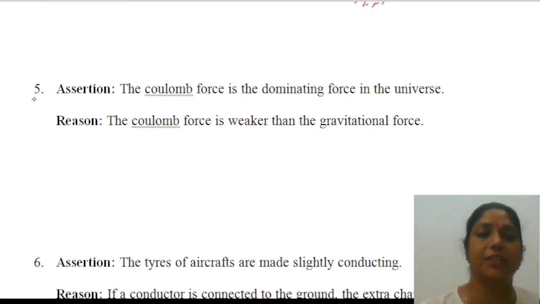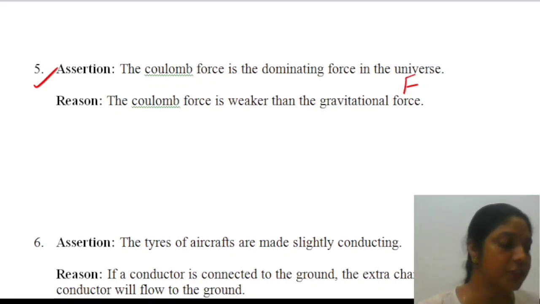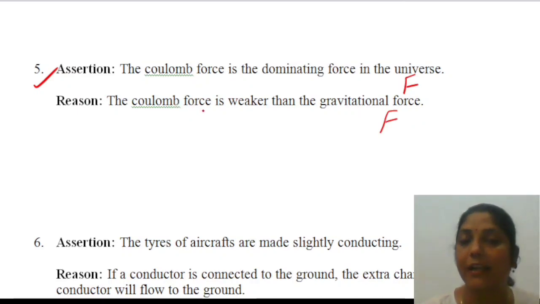This says assertion: The Coulomb force is dominating force in universe. Is this assertion true or false? Coulomb force is dominating force or gravitational force? This statement is false. Okay. Read second statement. Reason: The Coulomb force is weaker than gravitational force. Is this statement true or false? This statement is also false. The Coulomb force or electrostatic force is stronger than gravitational force.